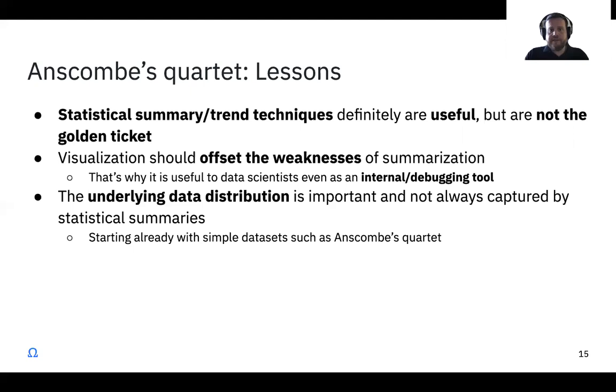And we have also noted that the underlying data distribution is important, its structure, and it's not always captured by the summaries, starting with already simple things like Anscombe's quartet. So we have to bear this in mind. We cannot just summarize the data set. That's an extra motivation for dimensionality reduction.